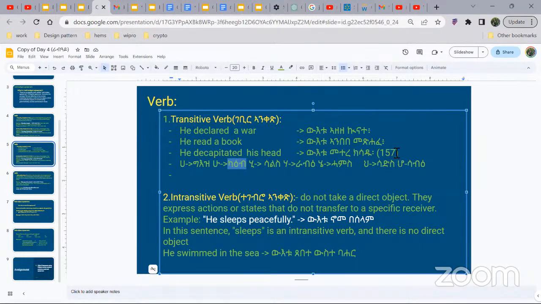When I say 157, it means the first, fifth and seventh. The first is the first letter. When I say all these letters, they are transitive. Again, if I need to differentiate whether a verb is transitive or intransitive, then what differentiates them is the ending of the object.